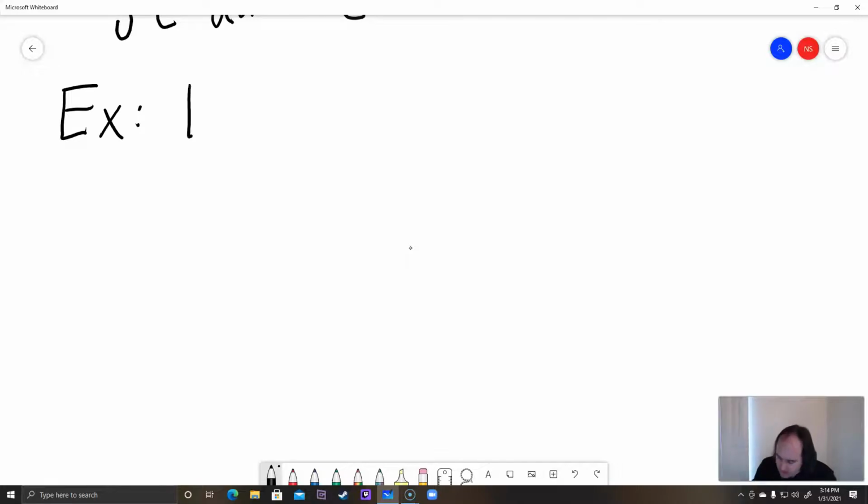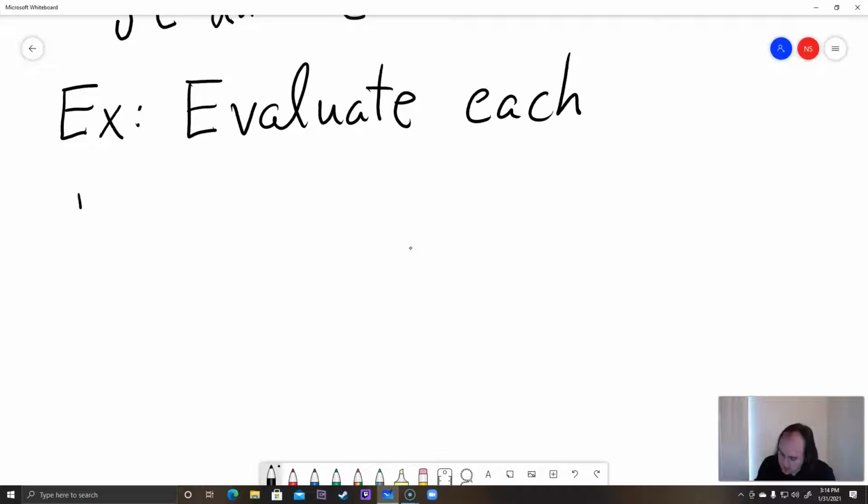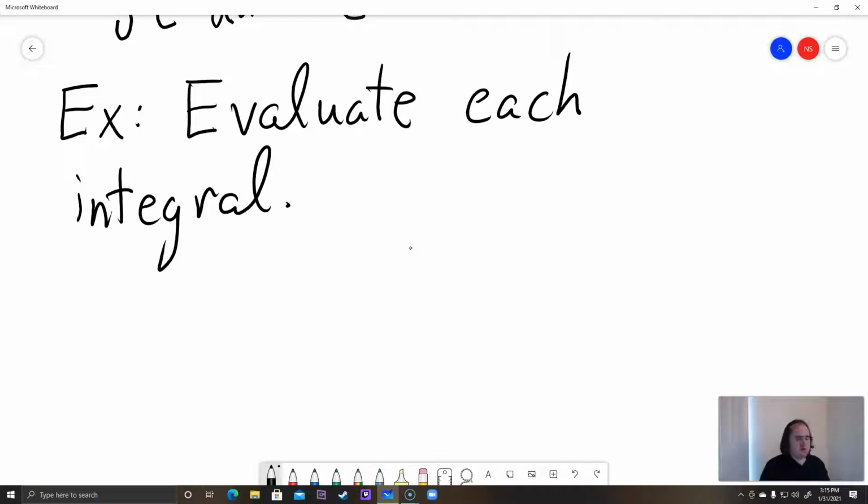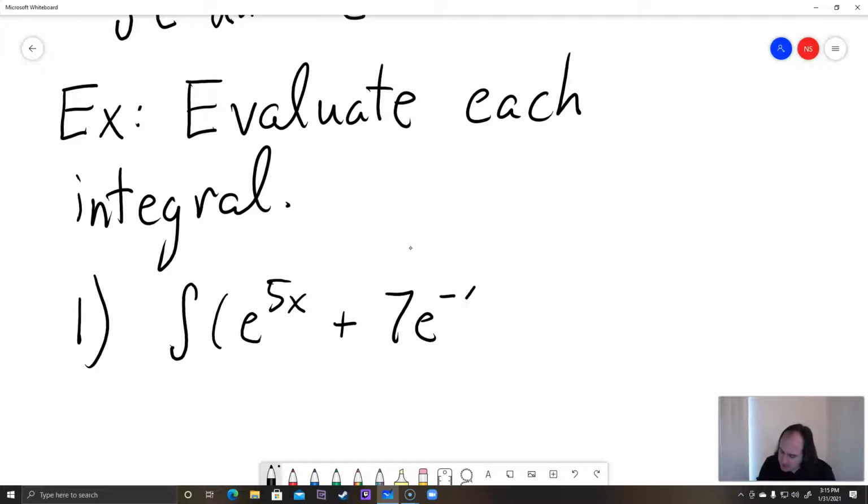Example. Evaluate each integral. So let's start with a relatively easy one. Problem number 1 is going to be the integral of parentheses e to the 5x plus 7e to the negative x dx. So the integral of e to the 5x plus 7e to the negative x dx.